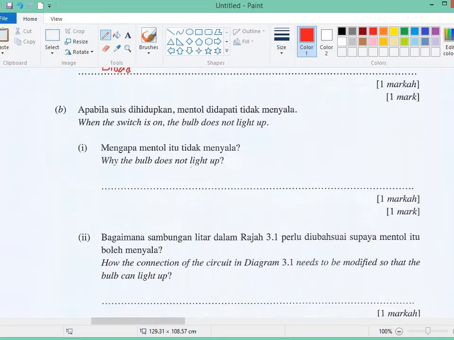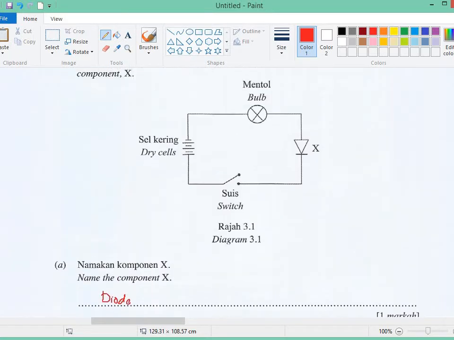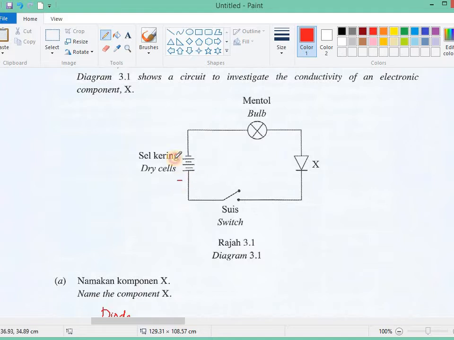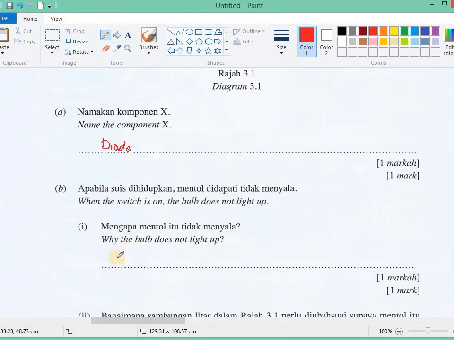Next, B. When the switch is on, the bulb does not light up. Why does the bulb not light up? You look at the circuit. This side is positive, this side is negative. So the current needs to flow in this direction, but the diode is connected in reverse bias. So the current cannot pass through. So the reason is the diode is reverse bias.